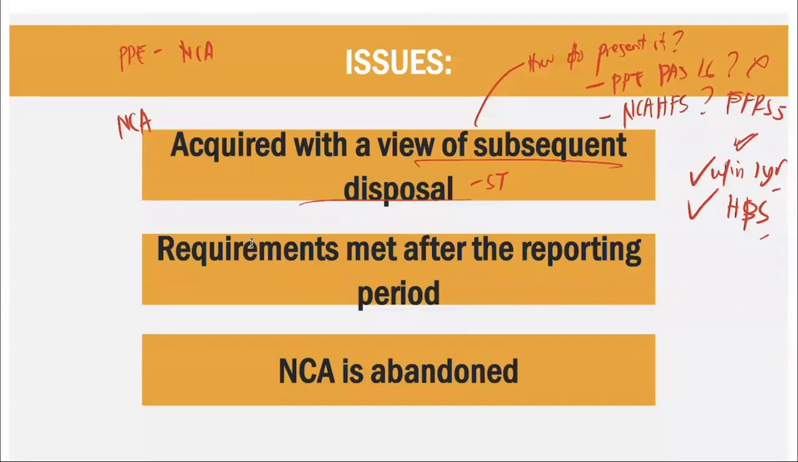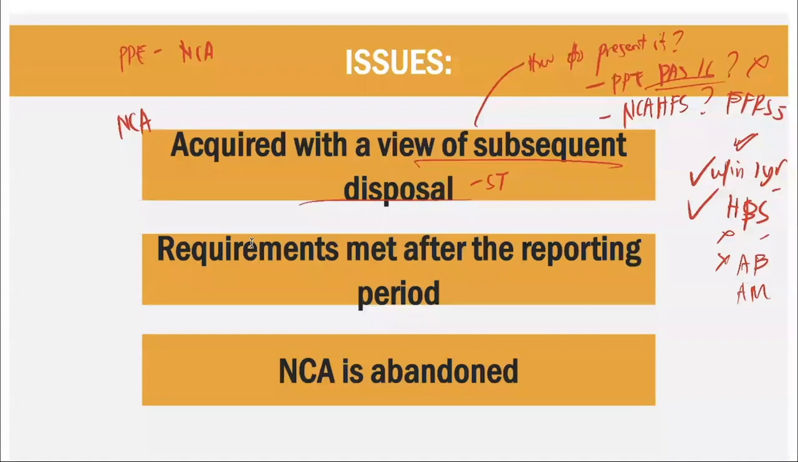So we look into the requisites. Do we have a highly probable sale? No. Why? Because there's no looking for an active buyer and there's no active marketing for that particular asset. So it is not a highly probable sale. Therefore, account for it under PAS 16.